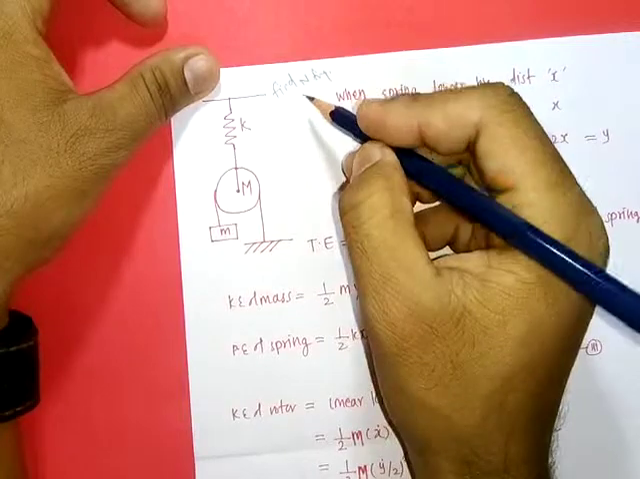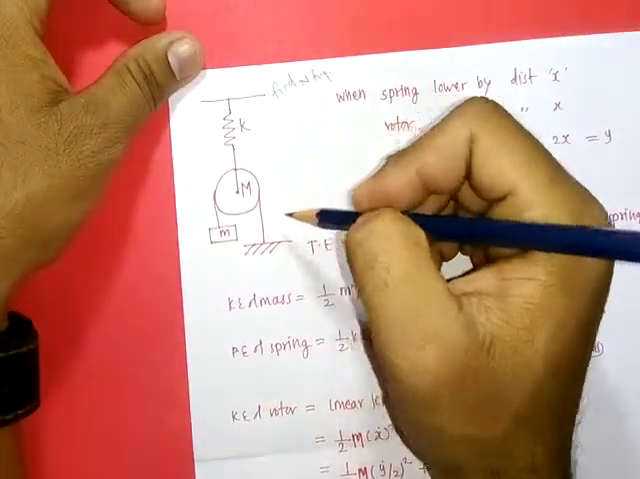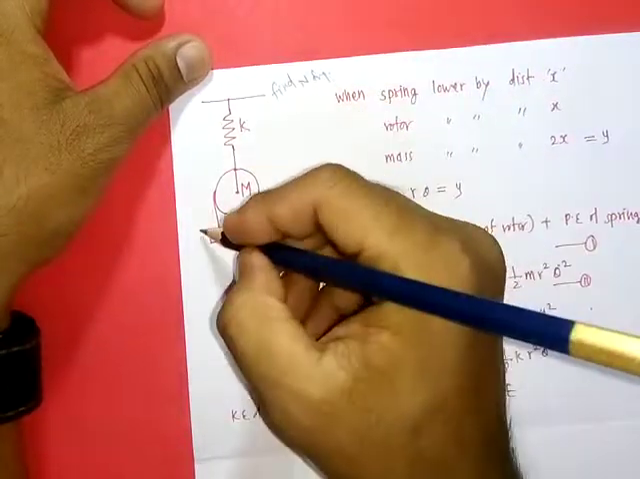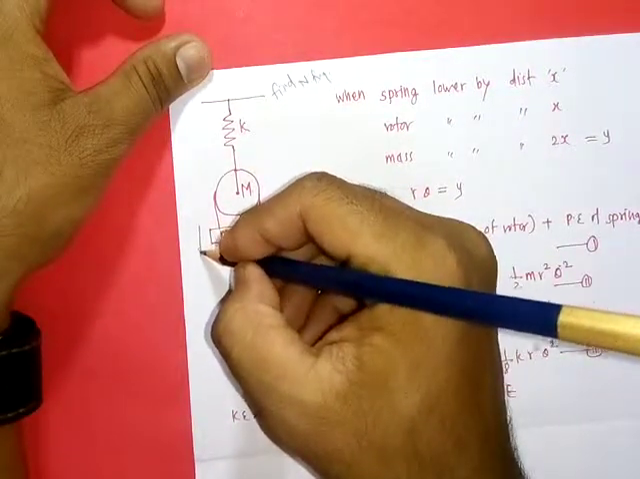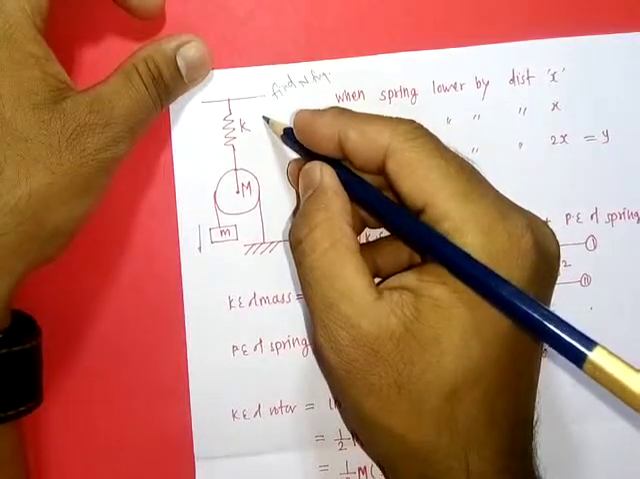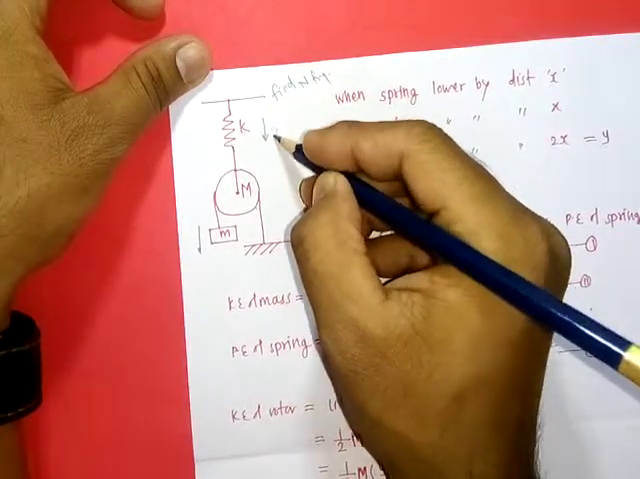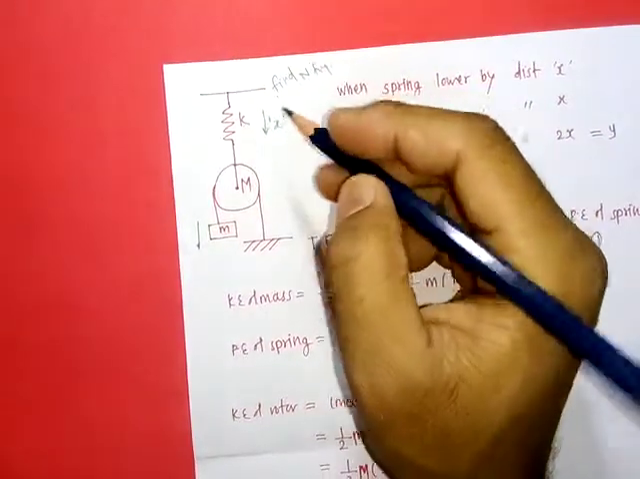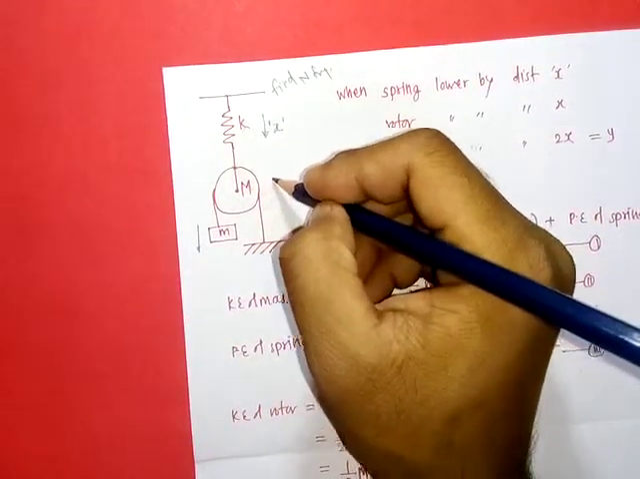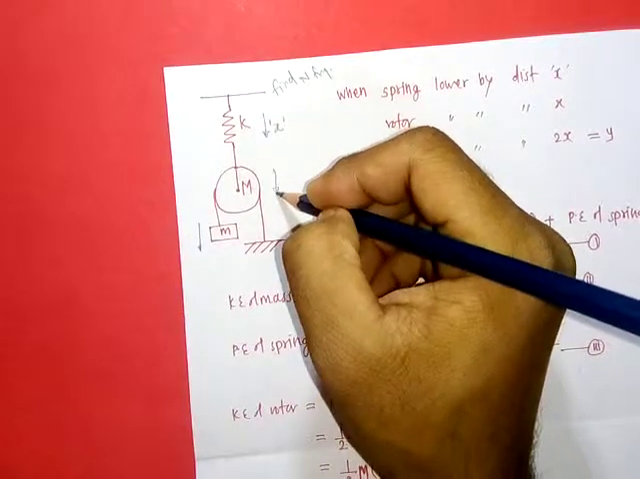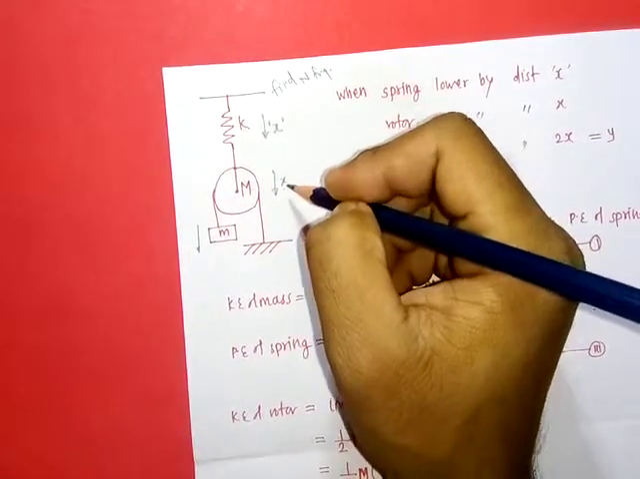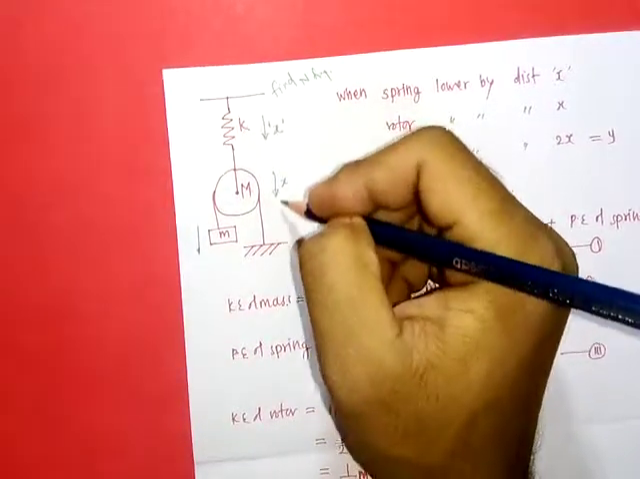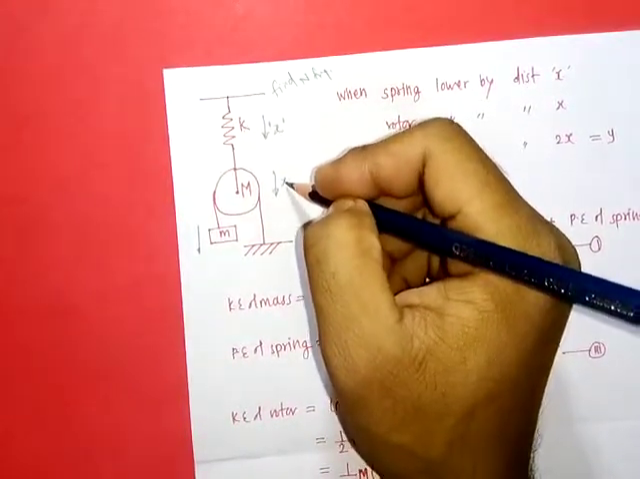So again, by the energy method, the total energy of the system remains constant. Then let's consider if we deflect this mass, or suppose the spring is deflected by amount x. When the spring deflects by amount x, then this pulley will also deflect by amount x. So that means it performs a linear displacement of x.